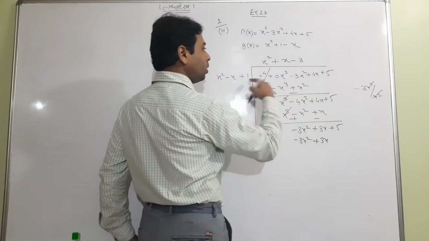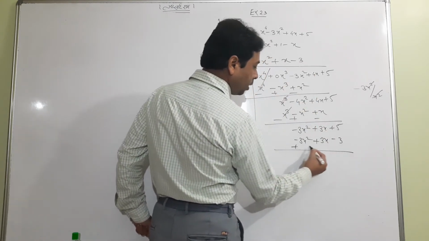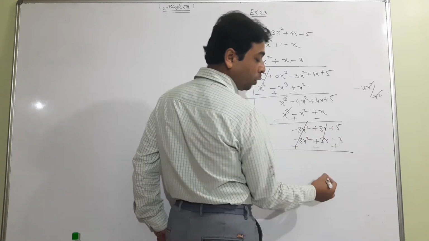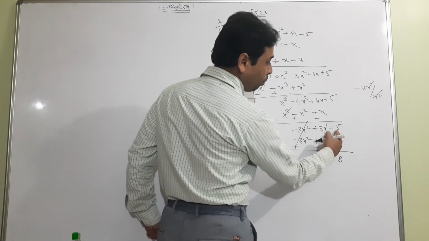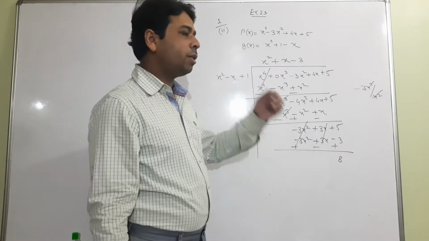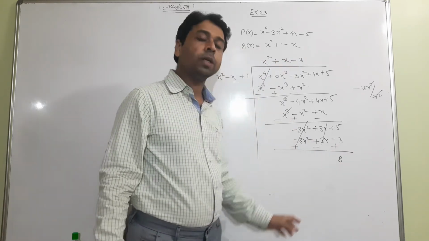And minus 3 into this is minus 3. So ultimately the sign changes. Minus and plus cancel. Plus and minus, fortunately, it is also cancelling. And 5 plus and plus 3 will be plus 8. So this is the remainder, and now we have found whatever we were asked.